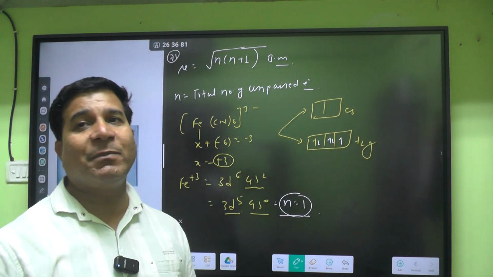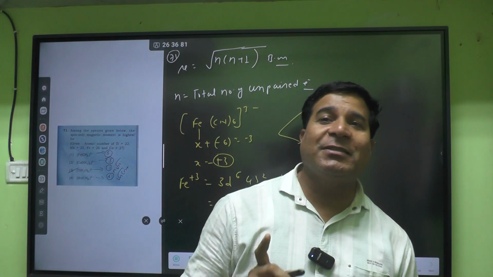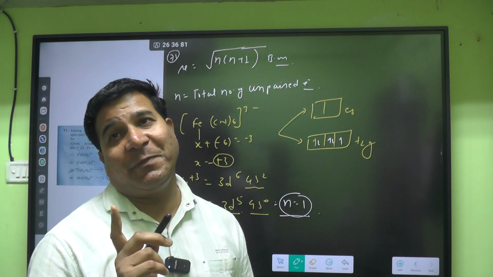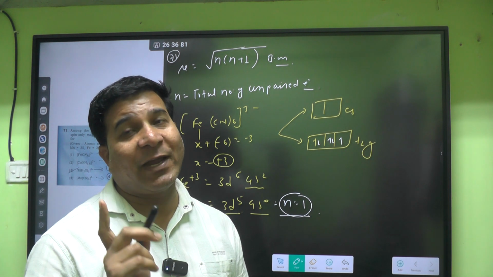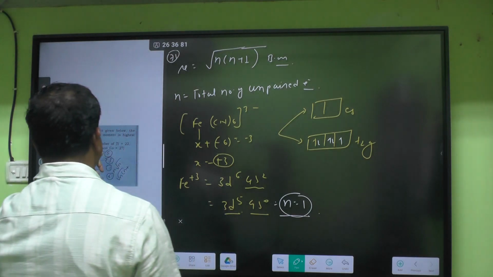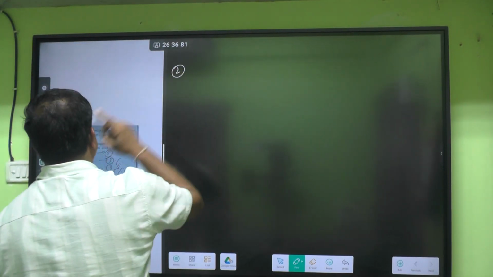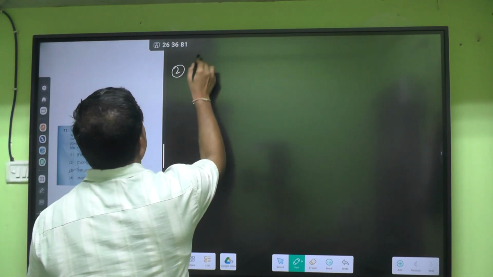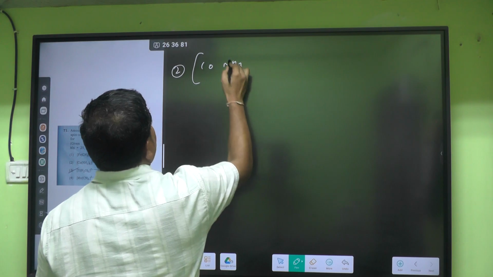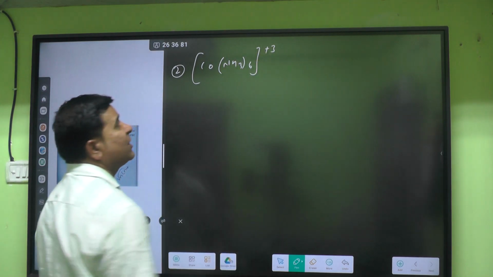Remember this concept. Train your CNS, your central nervous system. Always CFT decides the unpaired electrons, not VBT. Remember this point perfectly. Now the second option: the unpaired electron in the first option is 1. The second option is given as Co(NH3)6 with a plus 3 charge.